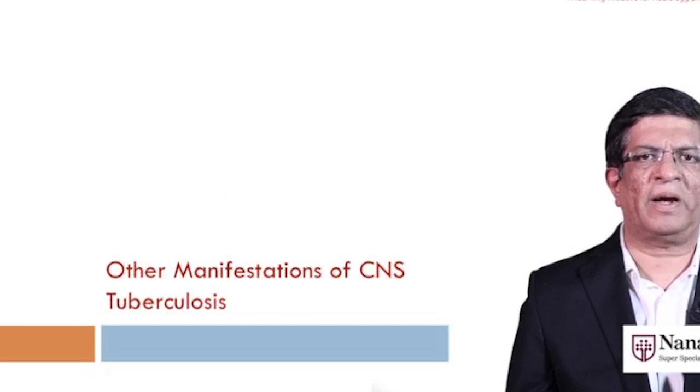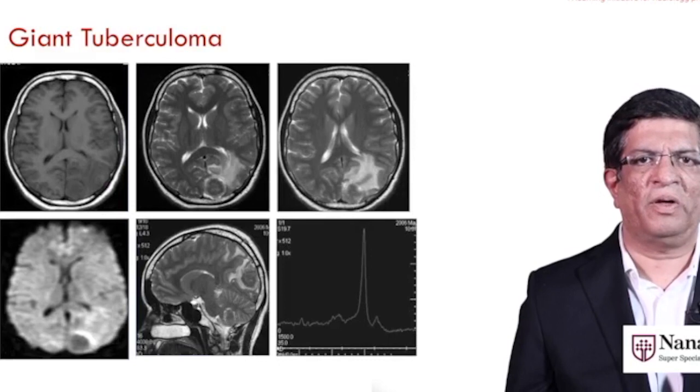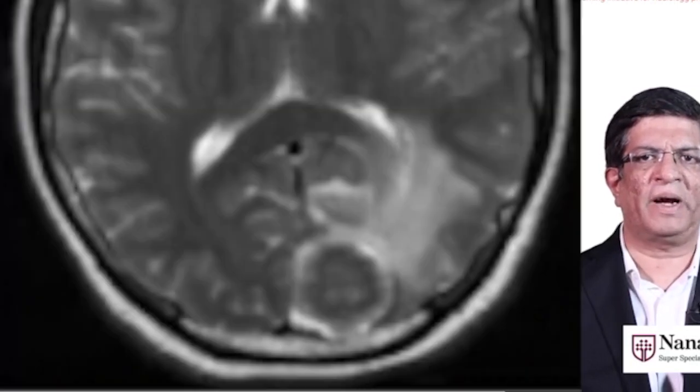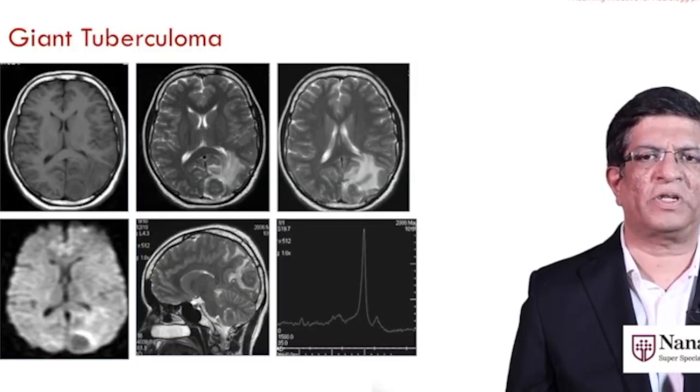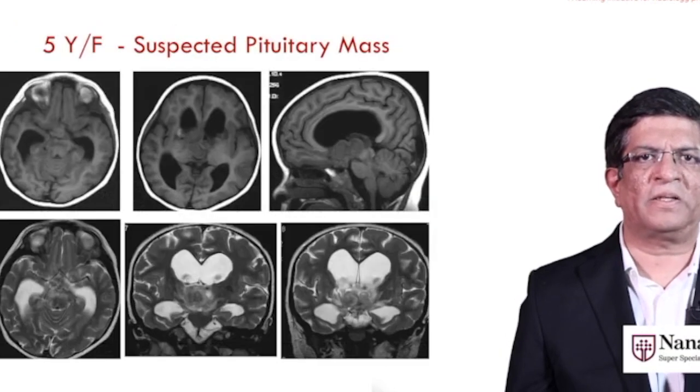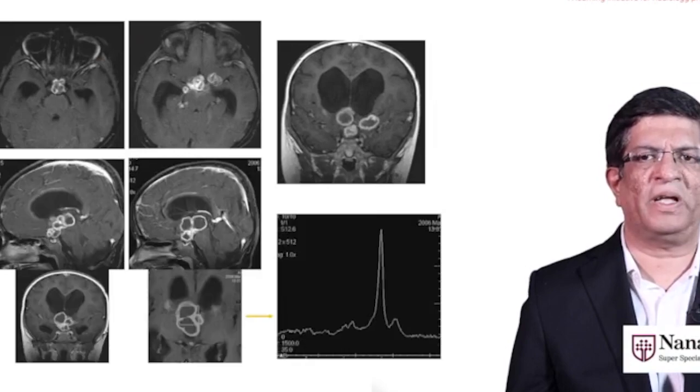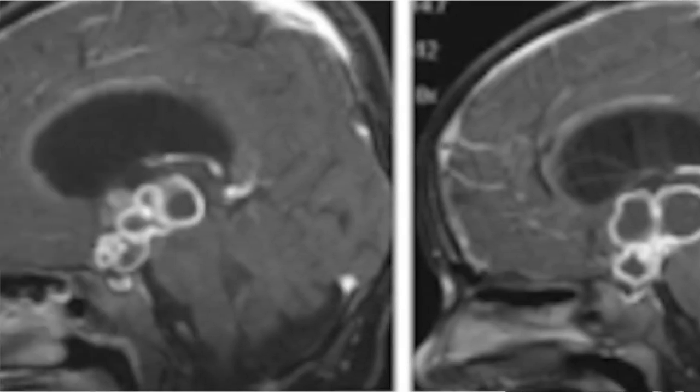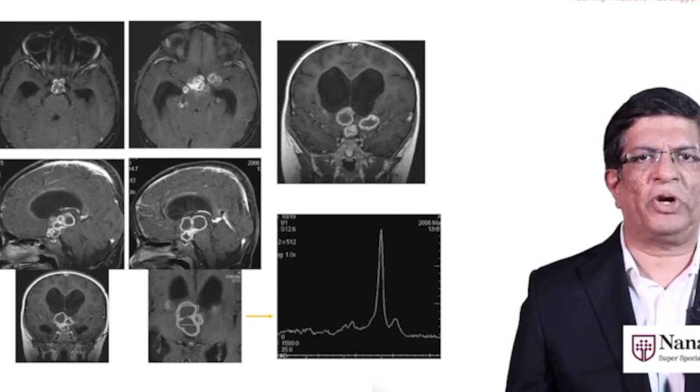We will very briefly look at the other manifestations of CNS tuberculosis. The classic one is giant tuberculoma, which gives rise to an onion peel like appearance. By definition, they should be more than 2.5 centimeters in diameter. They do not show restricted diffusion and show a large lipid lactate peak. This is another child, 5 years old, suspected to have a pituitary mass, who has a large sellar and suprasellar lesion which is dark on T2, and after giving contrast there is conglomerate ring enhancement. Spectroscopy again is showing a tall lipid lactate peak from 0.9 to 1.2 ppm.